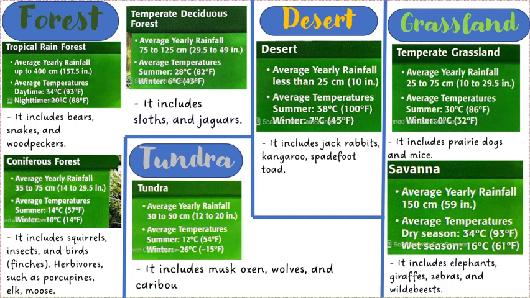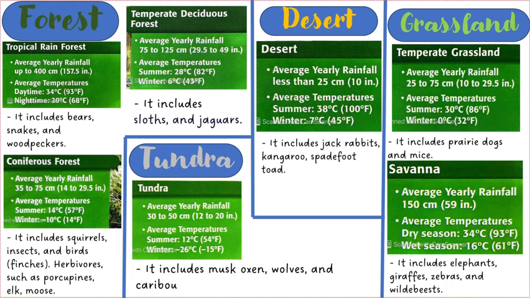Temperate deciduous forests, the rainfall is up to 75 to 125 centimeters. The temperature is in summer 28 Celsius, but in winter it's 6 Celsius. It includes sloth and jaguars.